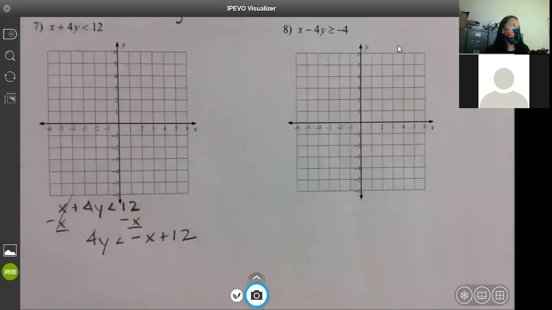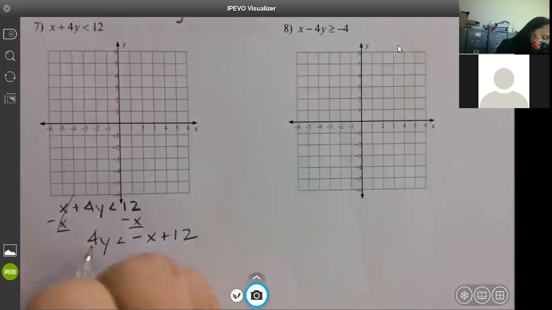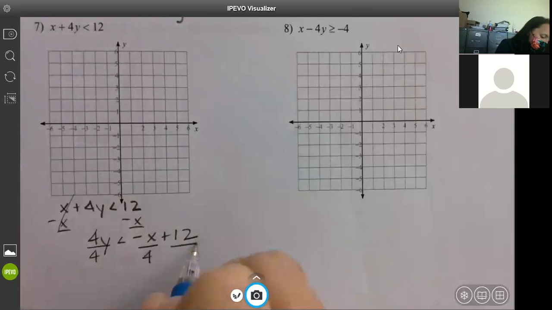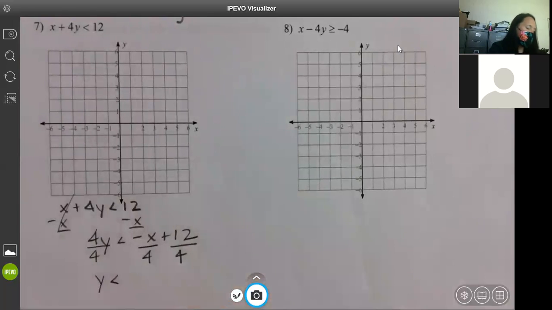How do I get y by itself? Divide by 4. Everything by 4. Watch your signs. Watch what it has. Y is less than. What's your slope? What's your number with x?